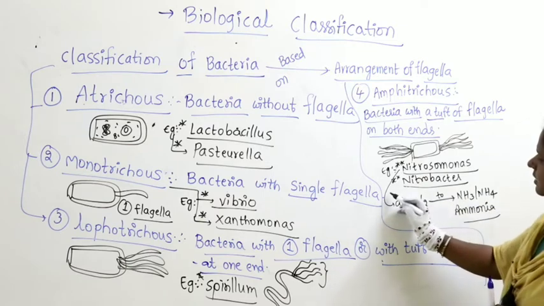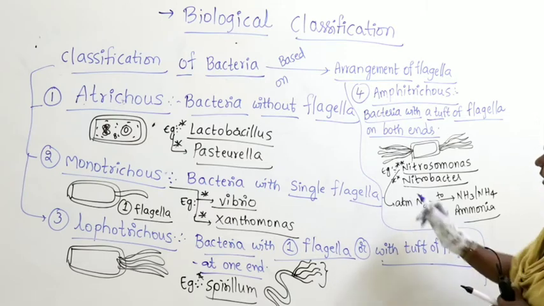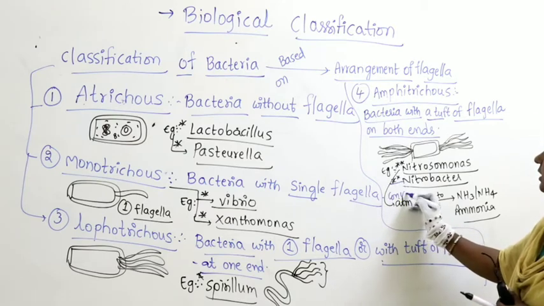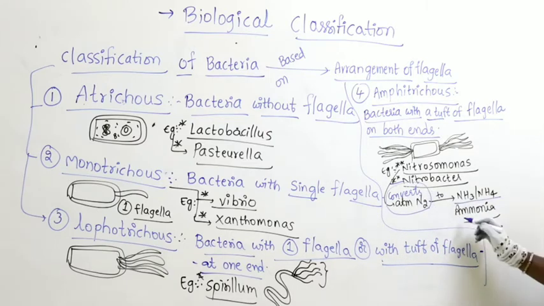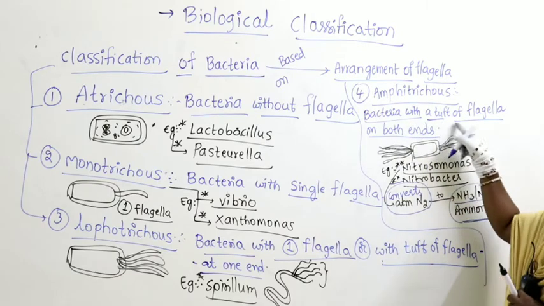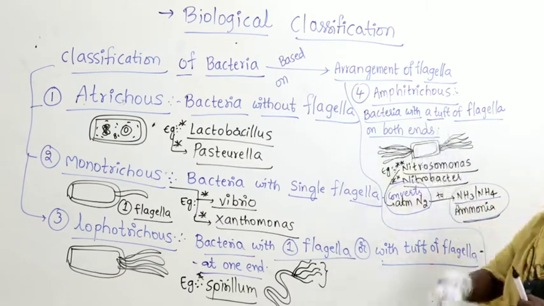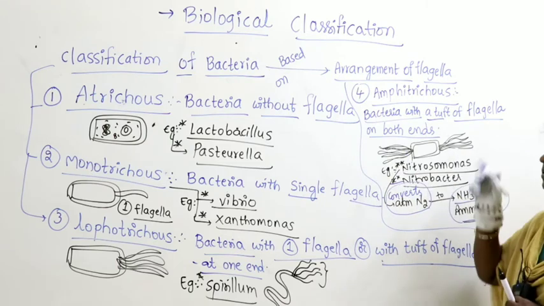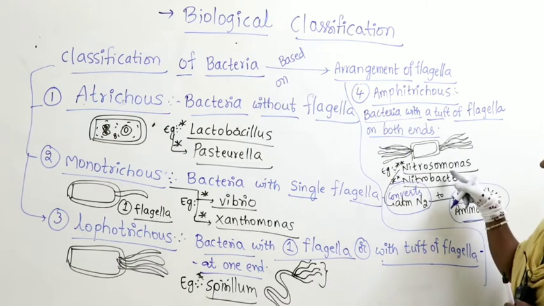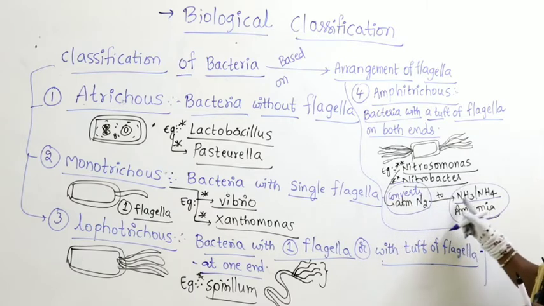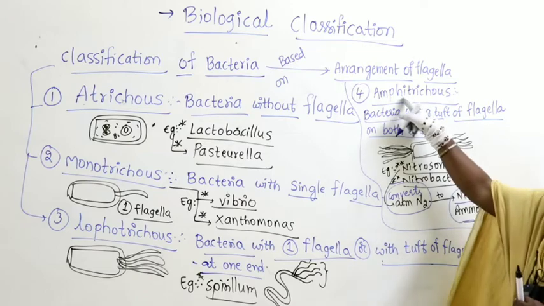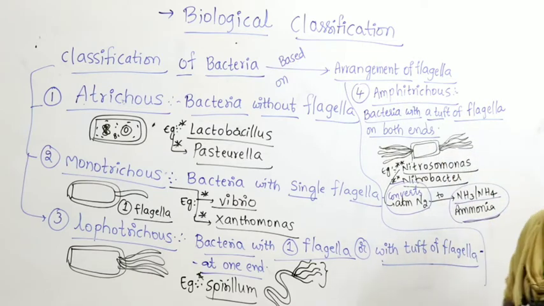Where does this bacteria play an important role? This Nitrosomonas, Nitrobacter converts atmospheric nitrogen to ammonia. Then such type it's called as what? Amphitrichous bacteria. Means bacteria with a tuft of flagella on both ends. Here also we can see, right? Example, Nitrosomonas, Nitrobacter, which converts atmospheric nitrogen to ammonia. Such type of bacteria are called Amphitrichous bacteria.